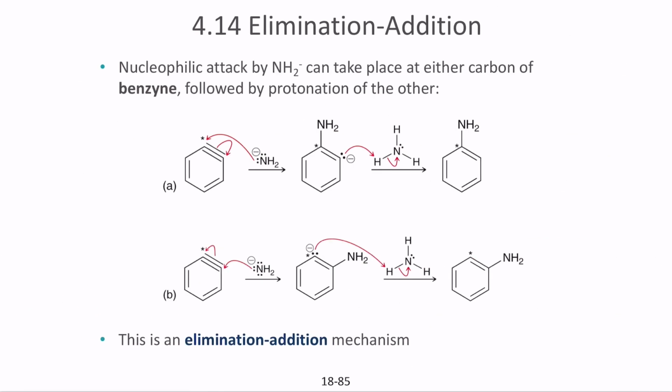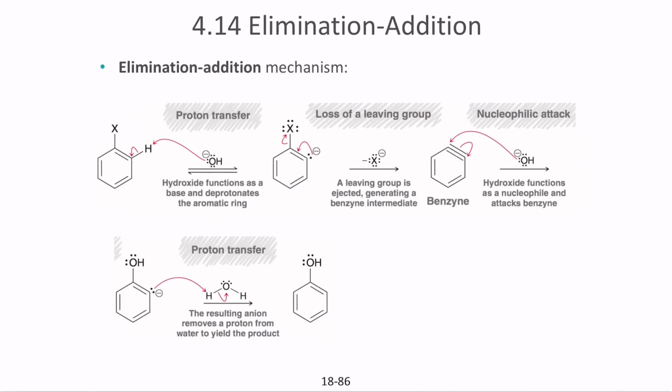The nucleophilic attack of NH2 here can take place at either carbon. It can attack the carbon that bears the leaving group, or it can attack the ortho position as well. We call this mechanism an elimination addition mechanism, similar to the elimination mechanisms we saw before. First the compound undergoes proton transfer, where the OH minus group attacks the H and removes the proton, and the electrons push out the halogen, which leaves.